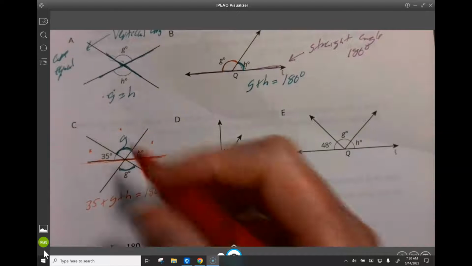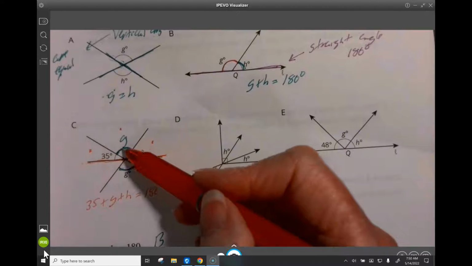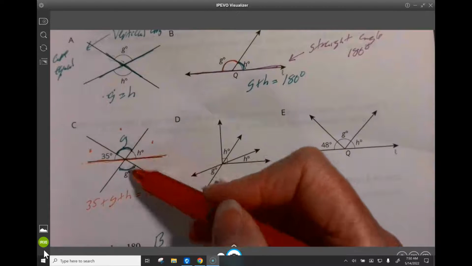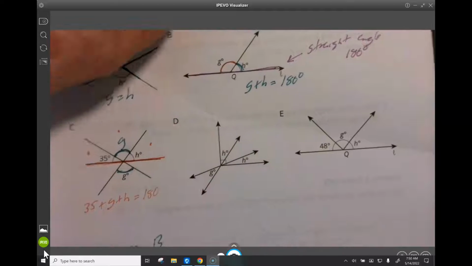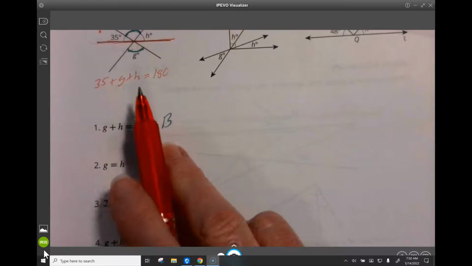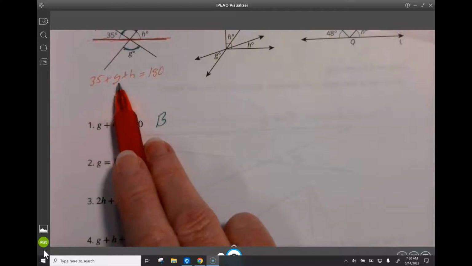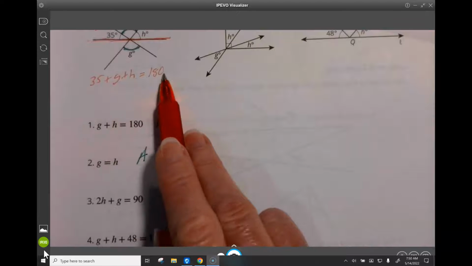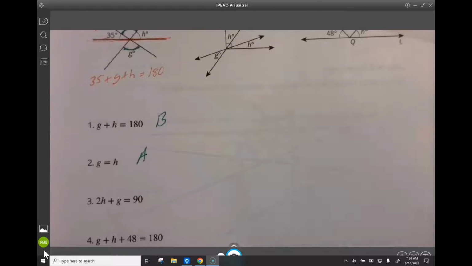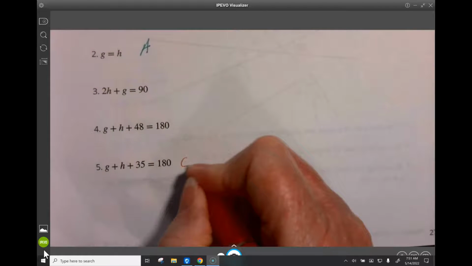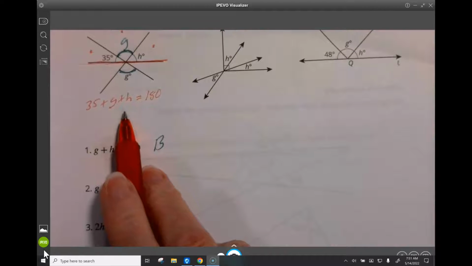Okay? So notice you have to take all the parts, and it didn't tell me what that was, but I know these two have to be congruent because they're vertical angles. They have to be equal in measure. So here's our equation. 35 plus G plus H equals 180. So this one is C, because that matches up with our equation.